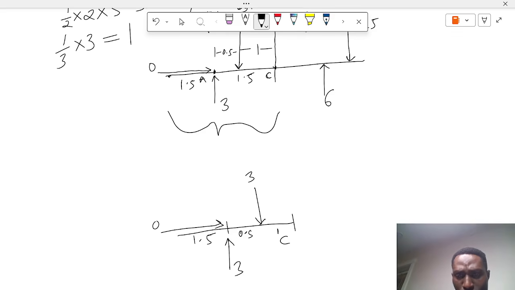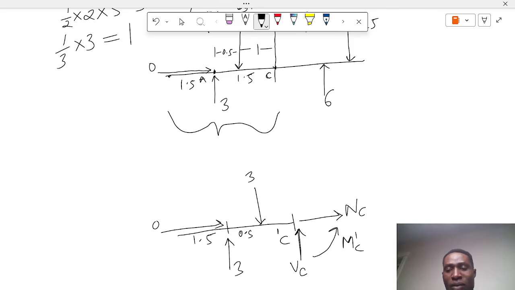So what we are looking for is these three forces: 1, 2, and 3. I'll call this my NC, I'll call this my VC, I'll call this my MC prime. So those are the three forces. We have the normal force, the shear force, and the bending moment about point C. So what we just need to do is use that bending moment formula again. We have the sum of bending moments about point C.